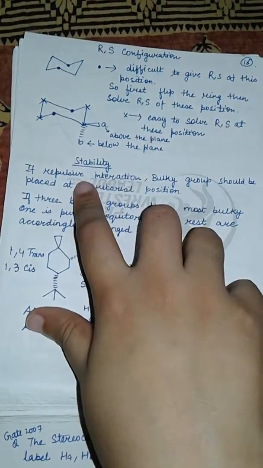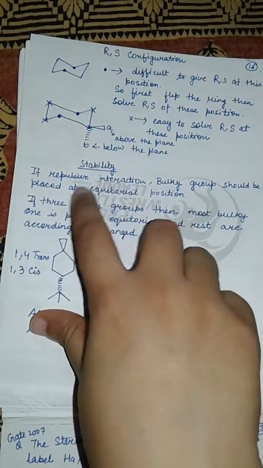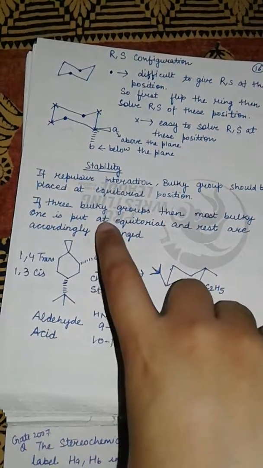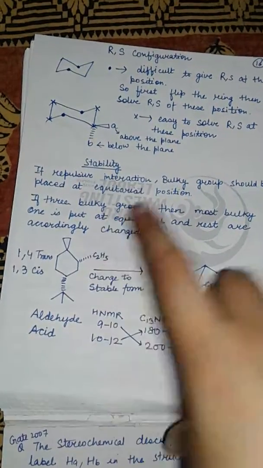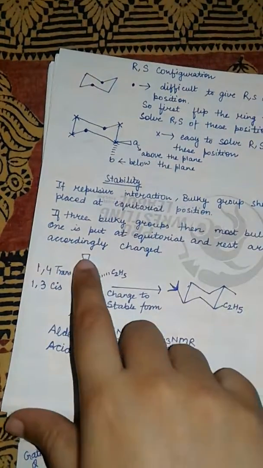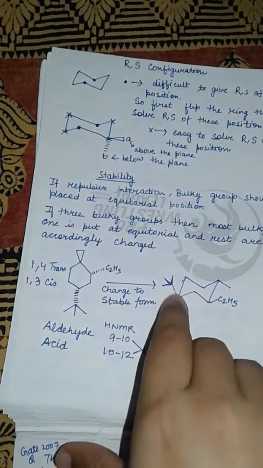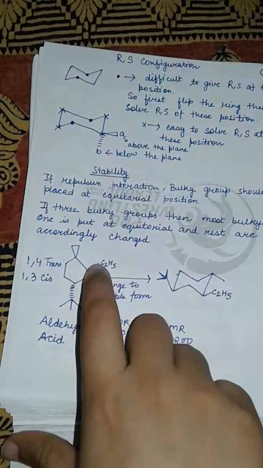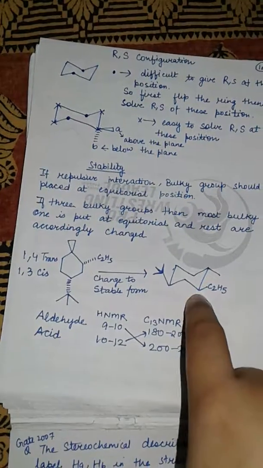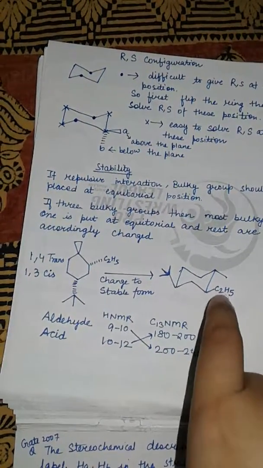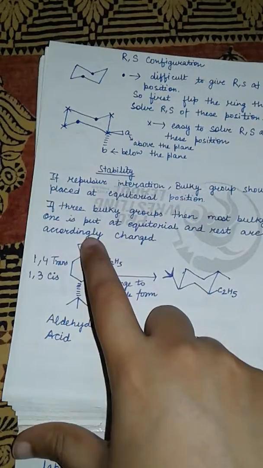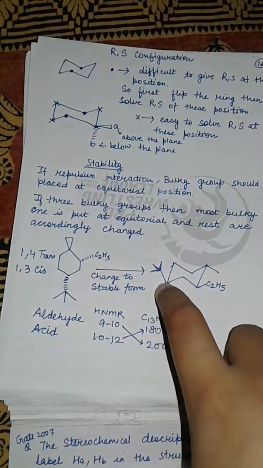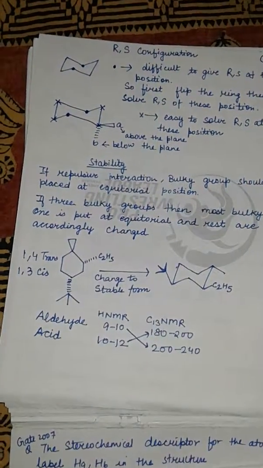Stability: if a repulsive interaction is present, then the bulky group should be placed at the equatorial position. If there are 3 bulky groups, then the most bulky group should be put at equatorial, and the rest are changed accordingly. Example: in this molecule, the most bulky group is placed at equatorial, since this group and this group are cis, so this is 1,3 cis. So 1,3 cis are equatorial and equatorial. 1,4 are trans, so this is equatorial, and this is also equatorial.